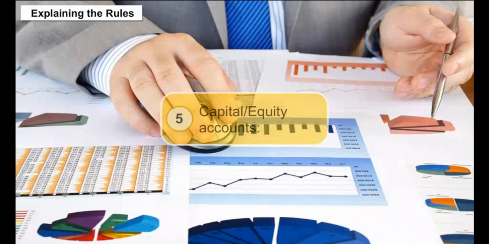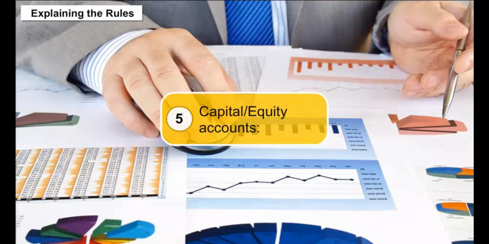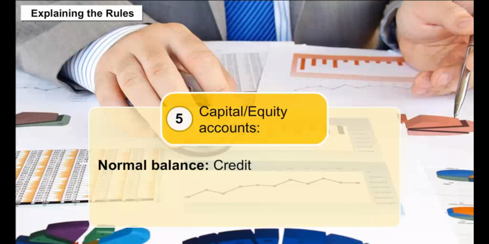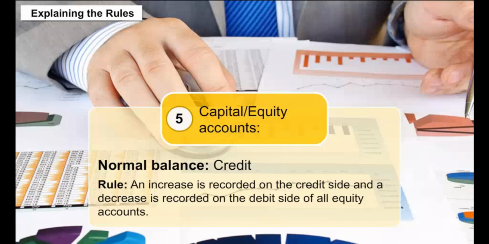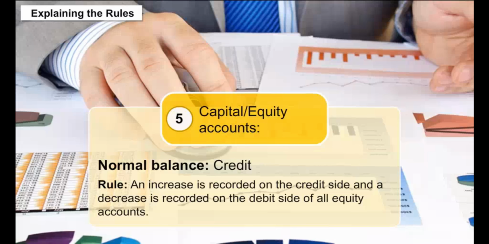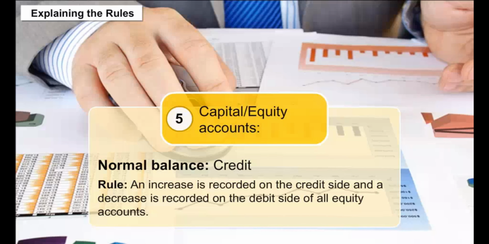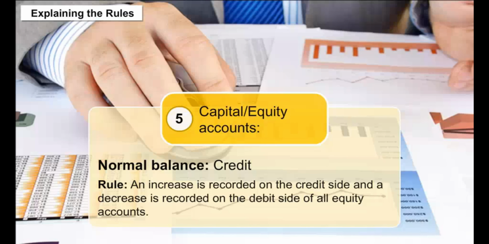5. Capital or equity accounts, normal balance, credit. Rule: an increase is recorded on the credit side and a decrease is recorded on the debit side of all equity accounts.